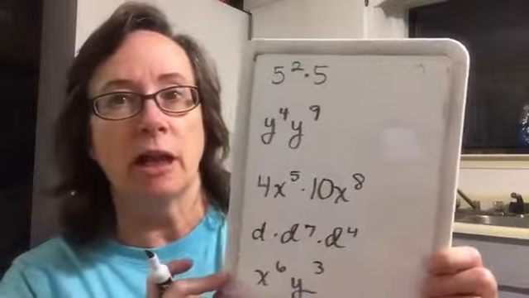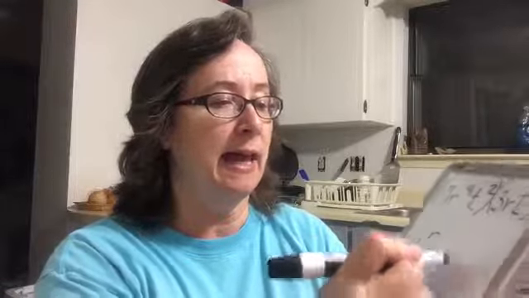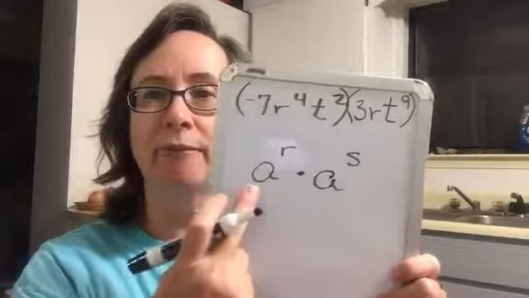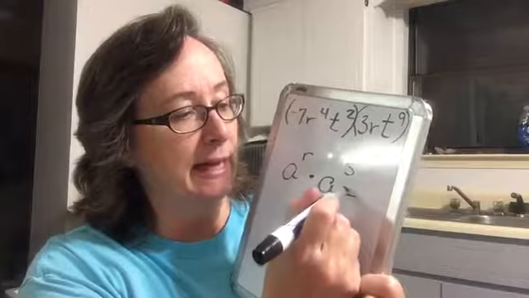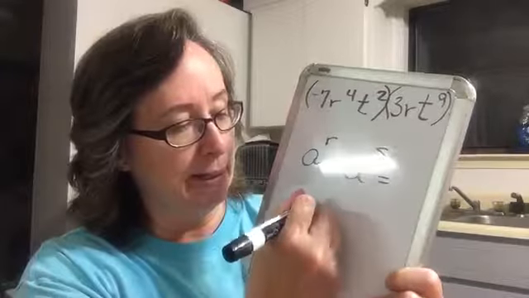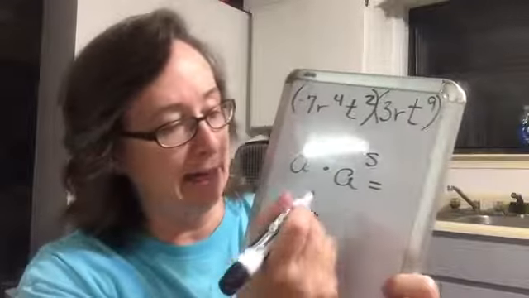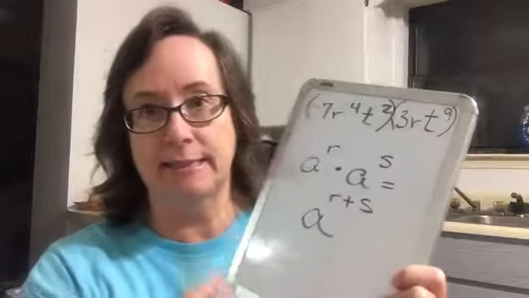So here are some examples of the product rule, which is what we're going to go over first. And remember, the product rule simply states that if you have a to the r times a to the s, in other words, you have the same base with exponents, then the product, because they're the same base, is going to be a to the r plus s. Okay, so we add the exponents together when we multiply like bases.